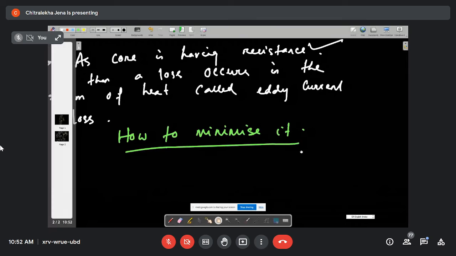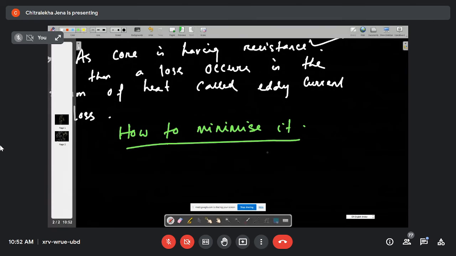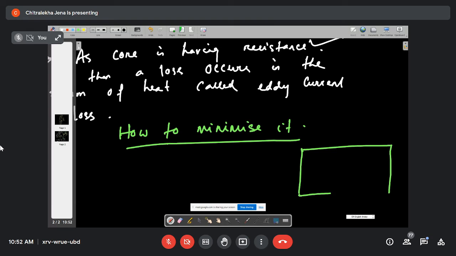How to minimize it? You will see. Laminate it, ma'am. Yes, just laminate it. You will not take a single piece of core. What you will do is, we will laminate the core like this.